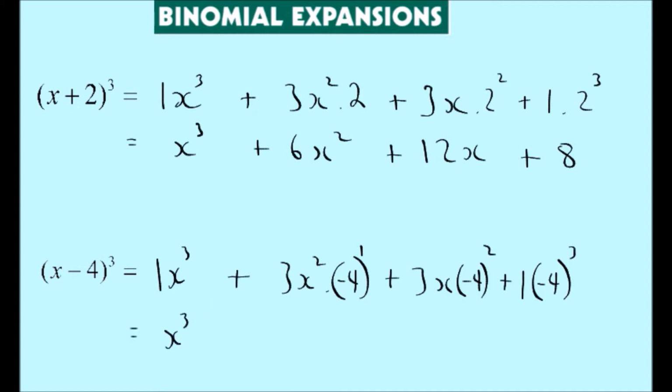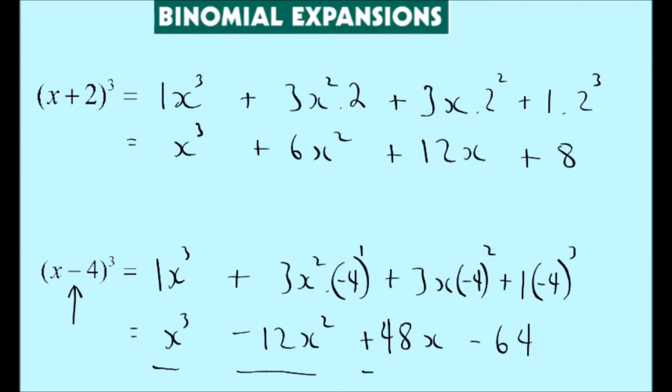Now simplifying that, we end up with x cubed. Now over here we've got negative 4 times 3 makes negative 12x squared. Over here we're going to have positive 16 times 3, so 48x. And the final term will be negative 4 cubed, which is going to be negative 64. Now notice here that when we have the difference in my binomial expansion, then my terms alternate. I've got a positive here, then negative, positive, negative. And that should be the pattern when we have a negative in our binomial expansion.